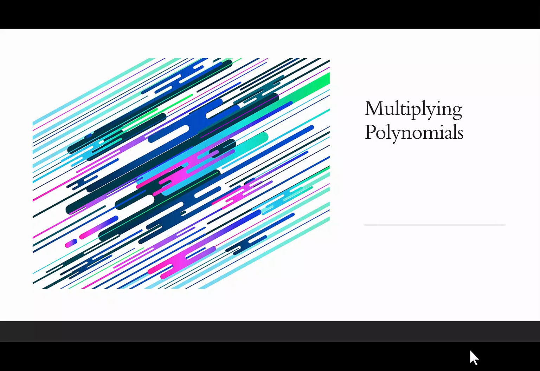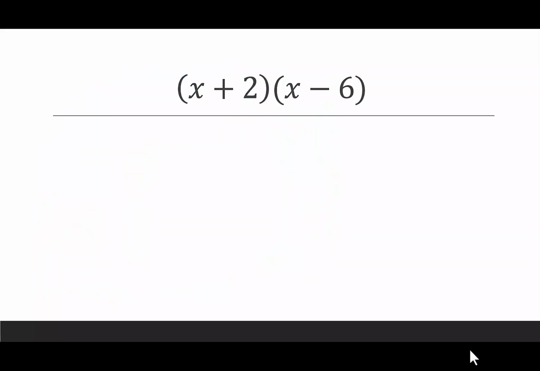Let's take a look at multiplying polynomials. Basically, what you're going to see is when we're multiplying polynomials, we're using the distributive property. How much we have to use the distributive property just has to do with what kind of polynomials we're multiplying together. We're going to start with a set of binomials. I have x plus 2 times x minus 6.